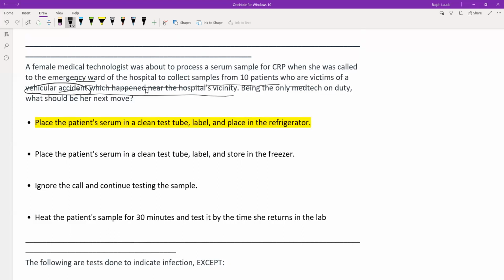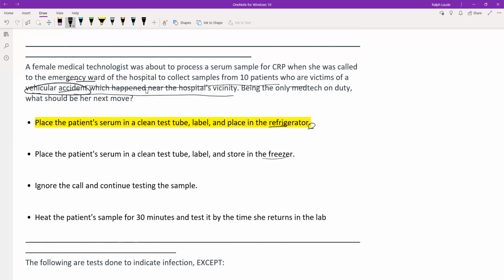So what would be the best thing to do? Remember, if you could not process the sample right away, you have to place it in a tube and store it in the refrigerator. And then you come back from collecting blood samples from the ER. Then that's the time that you are going to process. So why in the ref only? I think you are not going to be away for more than 8 hours. So, ref lang.